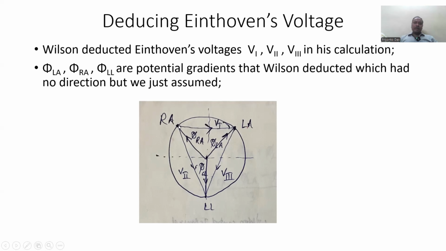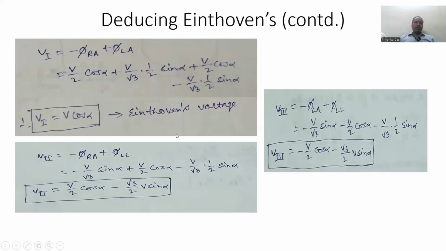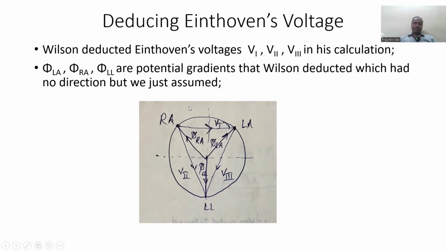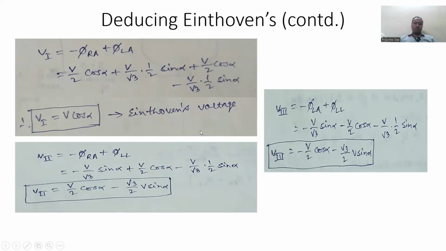Okay, so a triangle is forming, and if we apply the vector law of addition, we will get V1 is equal to minus of φRA plus φLA.